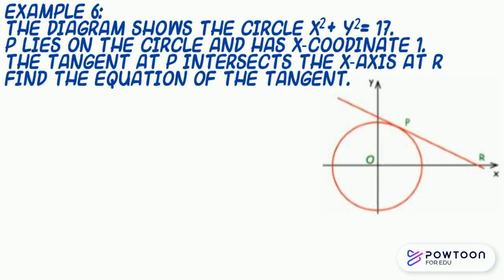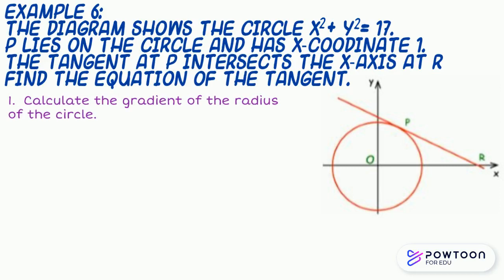In example 6, we've got a diagram that shows a circle x squared plus y squared equals 17. It has a point P that lies on the circle and has an x-coordinate of 1. The tangent at P intersects the x-axis at R. We're looking to find the equation of the tangent.